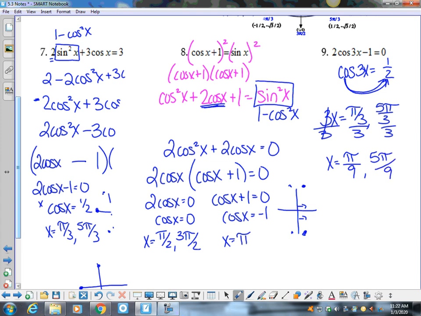So when your angle is jacked up, just completely ignore it at the beginning, solve it like normal, set your jacked up angle equal to the places on your unit circle, and then solve for the angle. Okay, let's try another one.